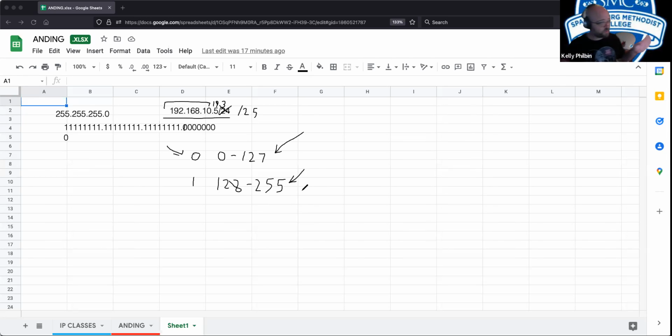So basically all we're doing is we're using the binary to break up our network into smaller and smaller chunks so that we can do more with those computers or with those networks. Are we okay so far?